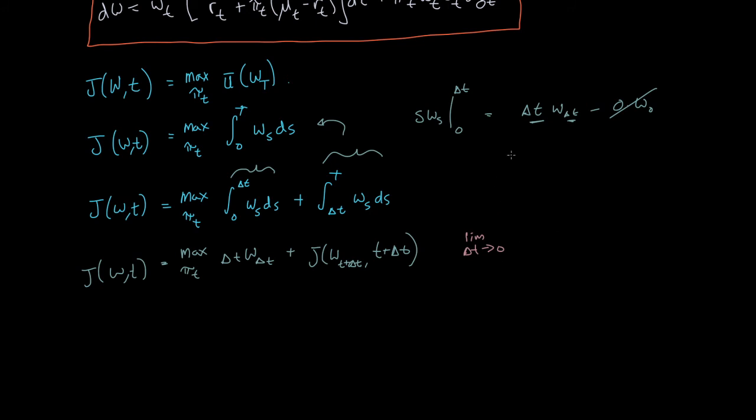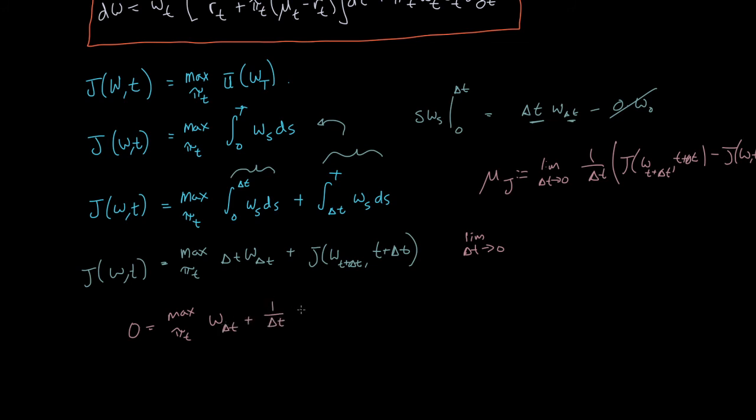And furthermore, we know that the diffusion mu J is defined as the limit as delta t goes to 0 of 1 over delta t times the quantity J(w_{t+delta t}, t+delta t) minus J(w_t, t). And so clearly from the pieces we have here, we can set this up. We can rewrite this equation so that it's 0 equals max over pi_t. And then we'll divide everything by delta t. So here we just get w delta t plus 1 over delta t, and then the thing that we want, J(w_{t+delta t}, t+delta t) minus J(w_t, t).